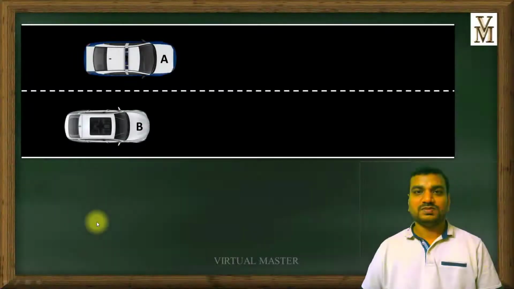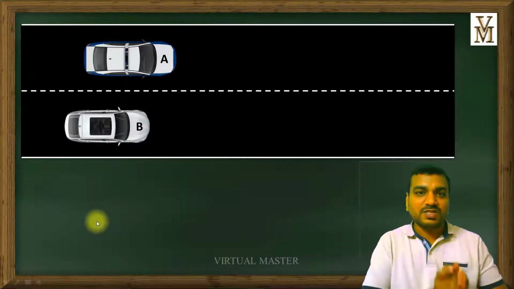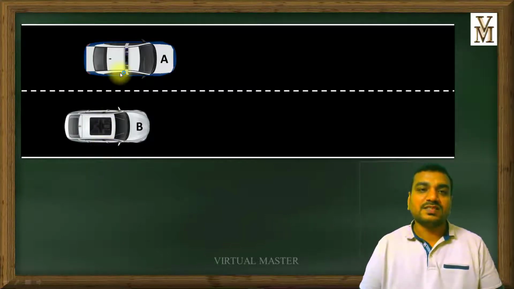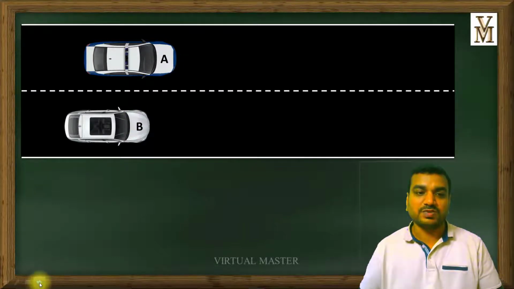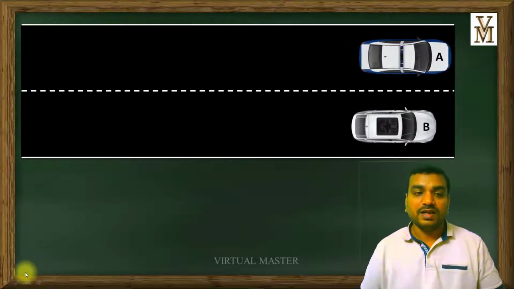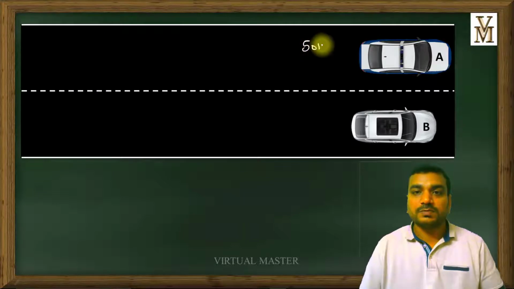Okay. Already we have discussed about the velocity of an object. Now let us try to understand the relative velocity of an object. To understand this better, let us take one example. Let us consider two cars, car A and car B are moving on the road. Okay, as you can see here, car A and car B are moving on the road. Let the velocity of car A be 50 km per hour and velocity of car B is 60 km per hour.